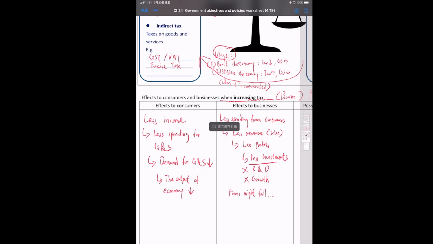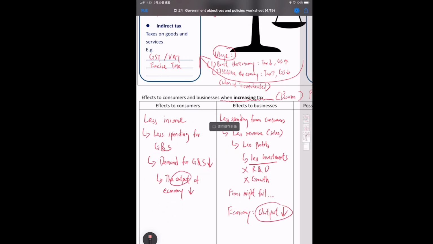The effects to consumers and the effects to businesses, they are all connected. So at the end, because of all that, for the economy, output will go down. Because of increasing taxes, people will spend less, and when people spend less, the suppliers or the businesses will supply less. They will produce less. So when you look at everything together as one economy, the total output will go down.